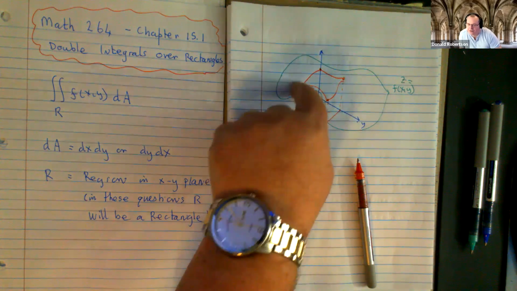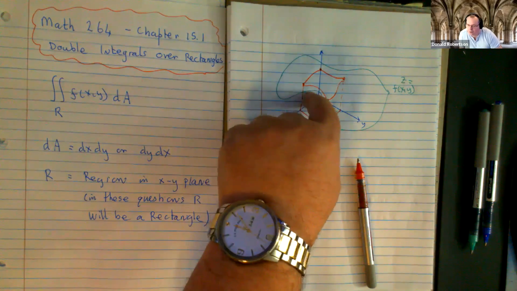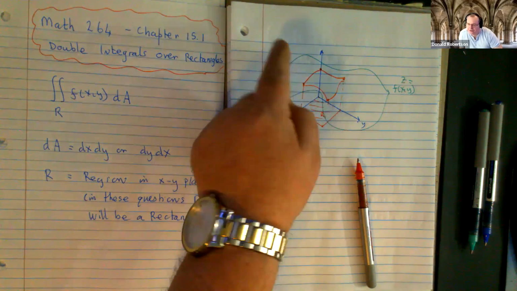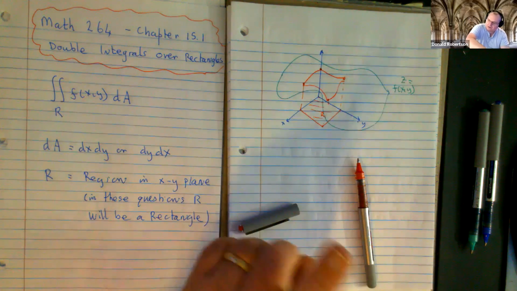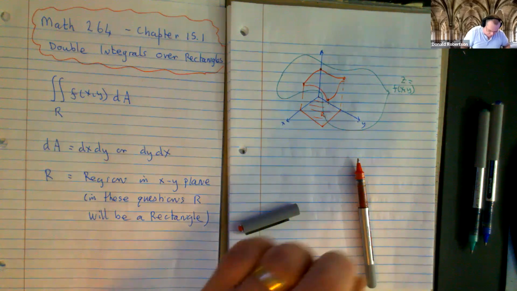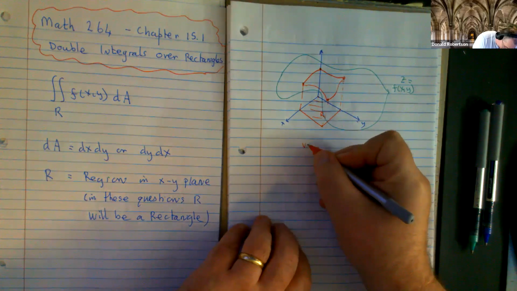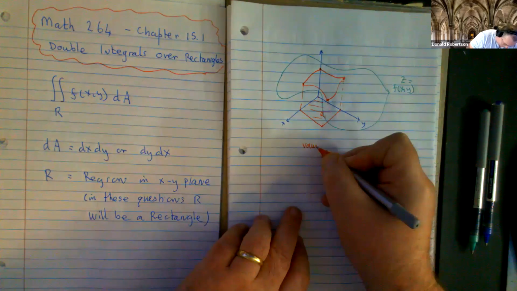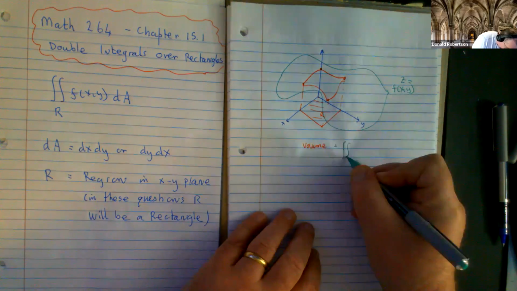So R is on the floor, right? 0 to 1 for x's, 0 to 7 for y's. Going upwards, meeting the surface z at different heights, right? Because at one place it's quite low and the other it's high. And that red block, its volume, is equal to that double integral.